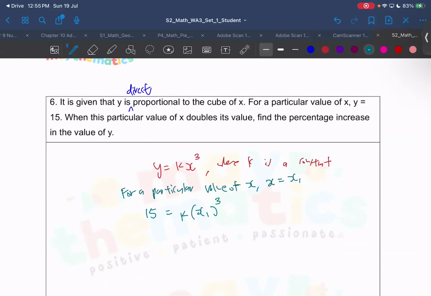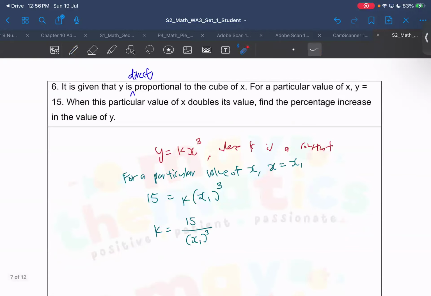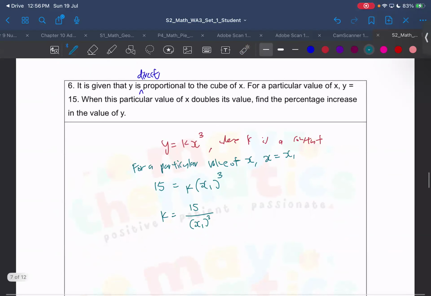So again, remember, the second step in a proportion question is to always find my k. So 15 divided by x1 cube. This is my value of k. And take note that since x1 is just a constant, a random value, my entire k will also be a random constant. This is not algebra. This is different from my x. This is a value of x. And only for this value of x, my y is 15. So not all y is 15.